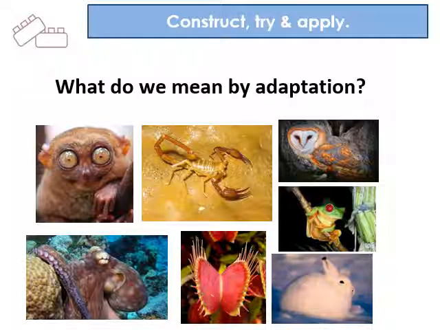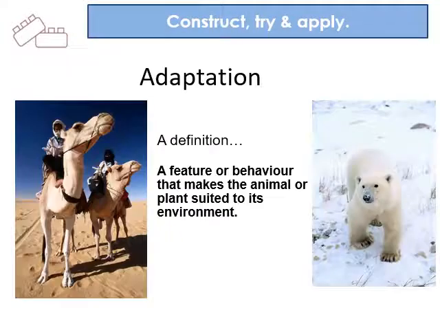On this slide are lots of pictures of different animals and plants with various adaptations. What do you think we mean by the term adaptation? Write down your ideas now. So an adaptation is a feature or behaviour that makes the animal or plant suited to its environment. Now look back at your definition. Is there anything that's similar or anything that's different? Add in anything you've missed now.